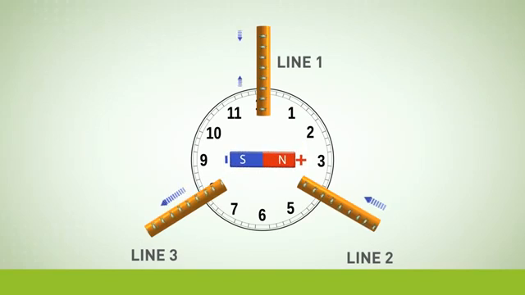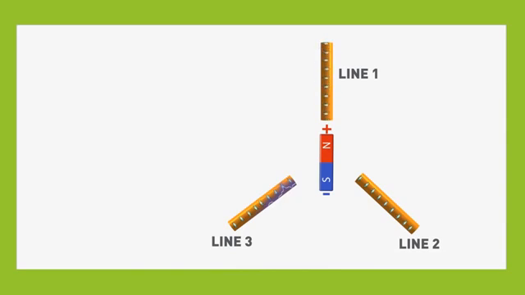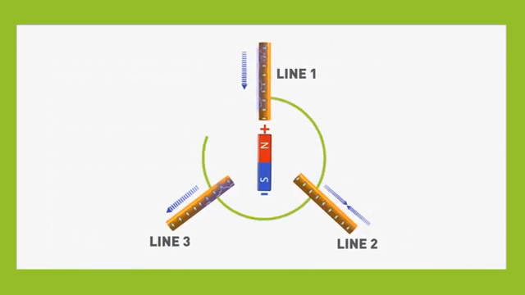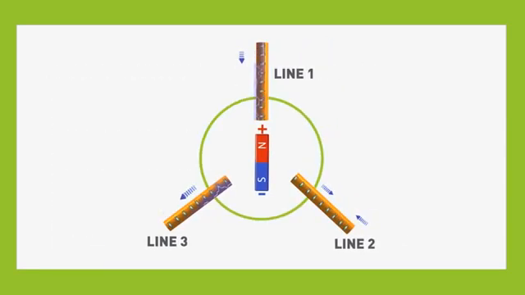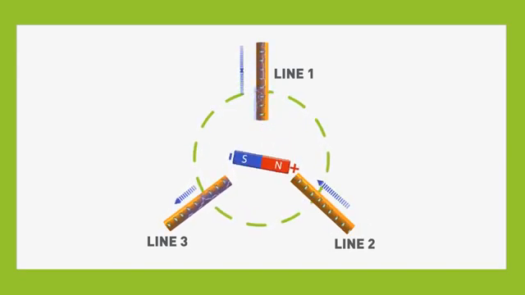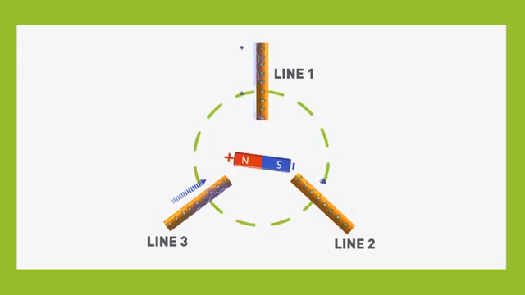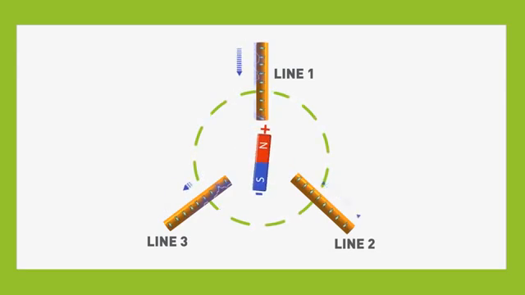At 3 o'clock, the magnet is perpendicular to line 1, so electrons stop moving, but line 2 is affected by the north pole and line 3 is affected by the south pole, so current is flowing in lines 2 and 3. Hopefully this example shows you how at any time current is always flowing in at least two lines. It also shows the relationship between the three lines as the magnet spins in a circle. As the magnet goes around the clock face, each of the three lines will be affected by either the north or south poles, except when the magnet is perpendicular to a line.